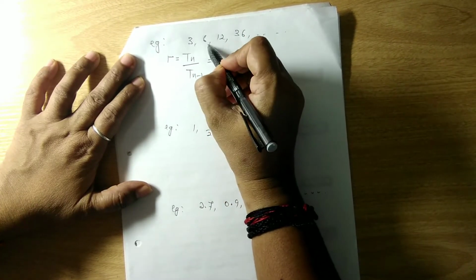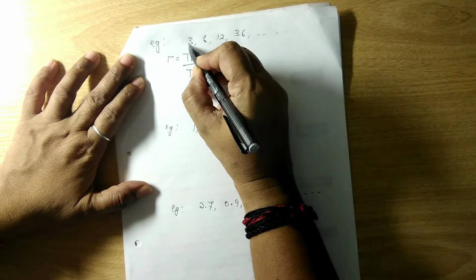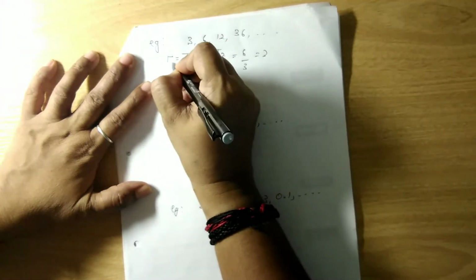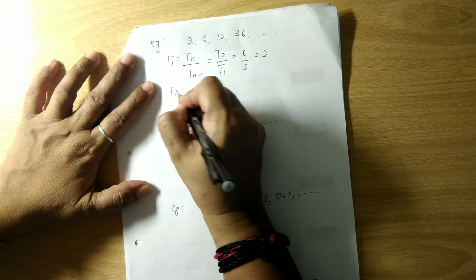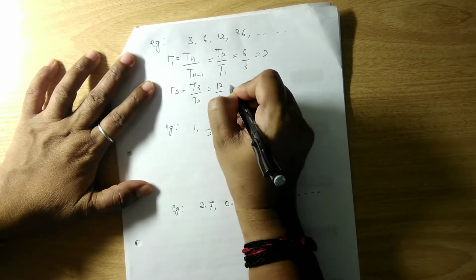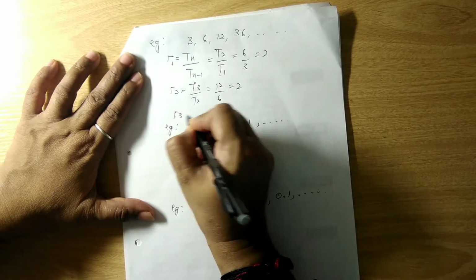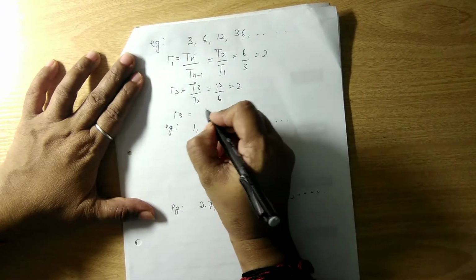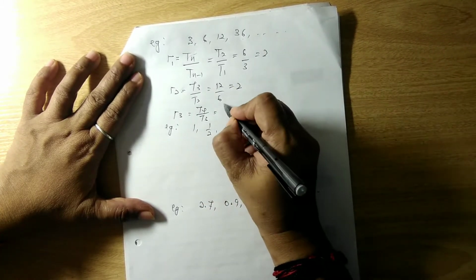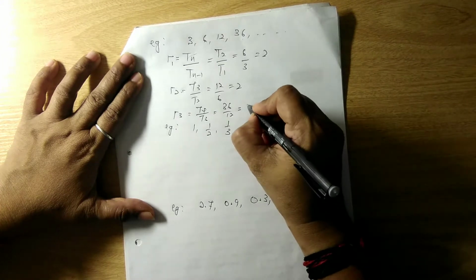So let's say I am using 2. This is T2 over T1, the term after upon the term before. So this is 6 over 3, I actually get 2. This is my first R. For my second R, I'll take T3 over T2, which is 12 over 6, which is also 2. Now just to double check, we check one more. R3 can be T4 over T3. So this is going to be 36 over 12, which gives me 3.